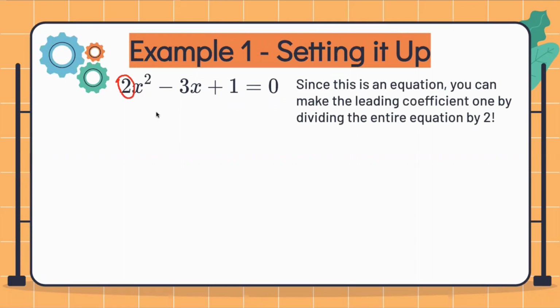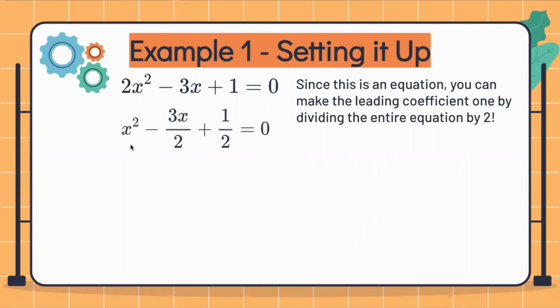entire equation by 2. So if I were to do that, I would divide 2x squared by 2, I would divide minus 3x by 2, and 1 by 2, and you can also divide 0 by 2. And then that would cancel out the 2 in front of our 2x squared. That would give you x squared minus 3x over 2 plus 1/2 equals 0.